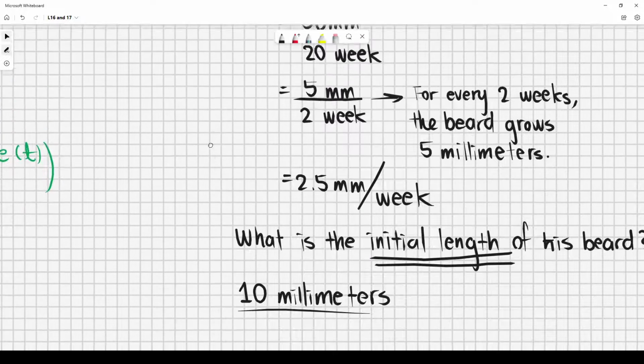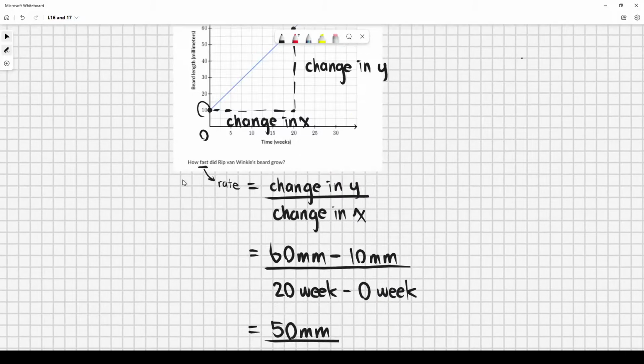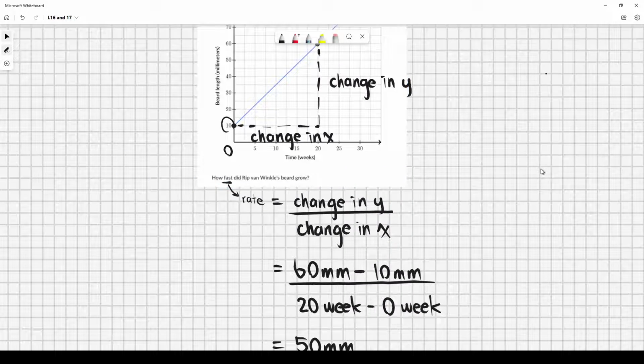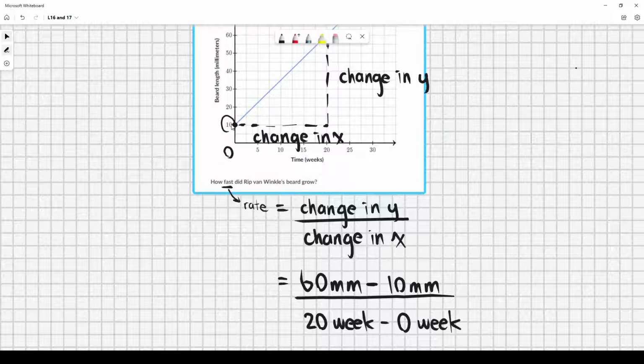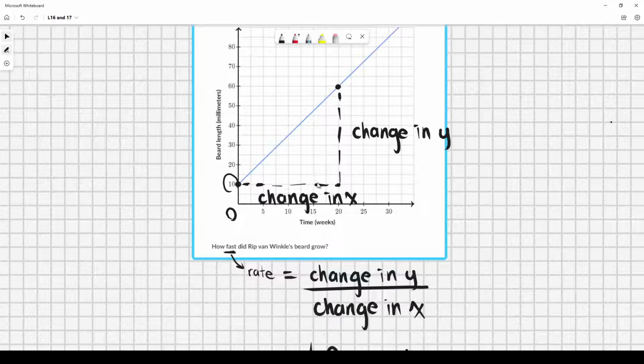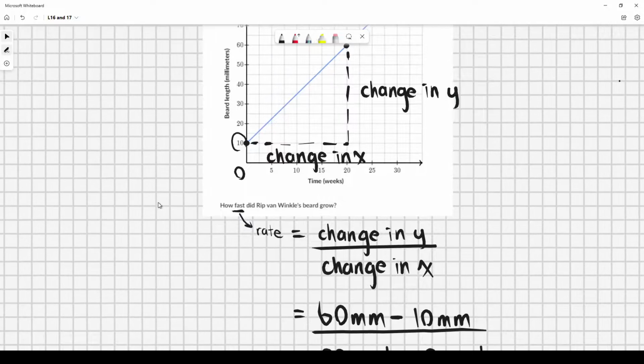And again, when you talk about the initial length, that's just in the beginning. In the beginning, no time has passed. Time is equal to 0. So at time 0, the y value is a special y value called the y-intercept. That is why it's the y-intercept. It's just 10. Or if you don't look at this as a y-intercept, it's totally fine as well. You just look at the x value, which is 0, then the y value that it represents is just the answer, which is 10 in this case, 10 millimeters.